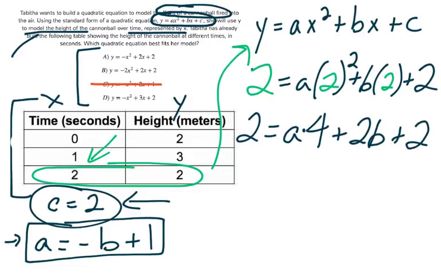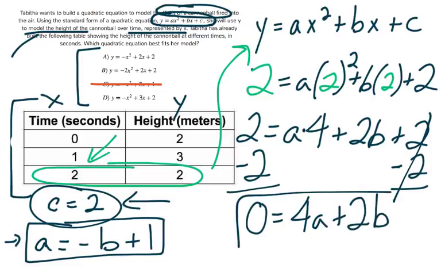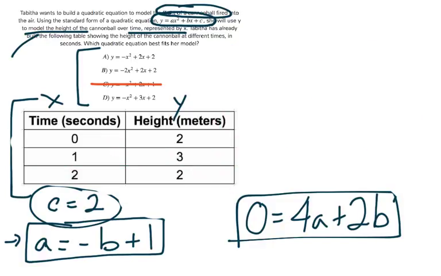Great. Same thing, I want to get all my numbers on one side together, so let's get rid of that plus 2. Subtract 2 from both sides. These cancel. 2 minus 2 is actually 0. So I'm going to end up with 4a plus 2b equals 0. This is the other equation I will use to solve this. Now all I need to do is actually solve my system of equations.